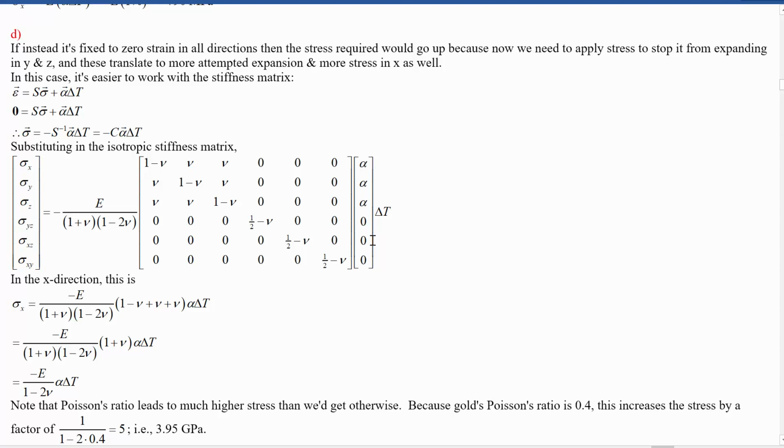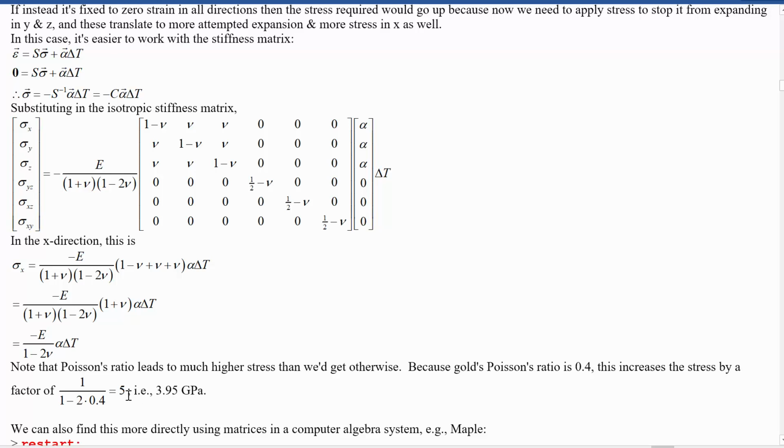And if we apply enough stress in those directions to stop it from doing it, that translates to more stress that we need to apply in X by a fair margin. For gold, which has a fairly high Poisson's ratio, it ends up being 5 times higher.